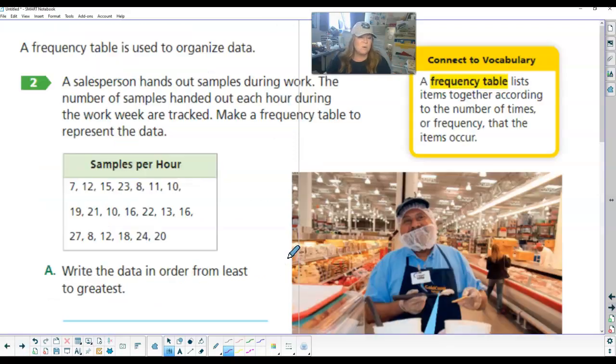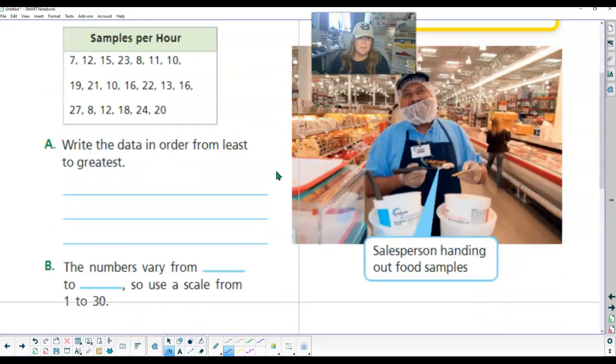Okay, all right, and task number 2. We just did a histogram. We grouped them up and said there's this many, this many, this many. Another way to organize data is a frequency table. A frequency table lists the items together according to the number of times, or frequency, that the numbers occur.